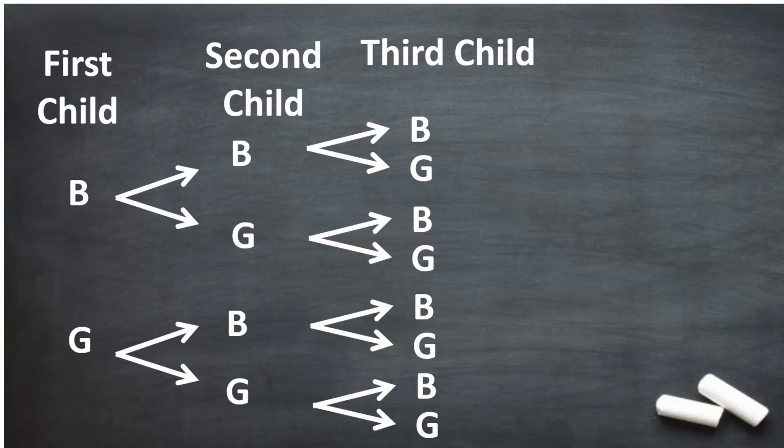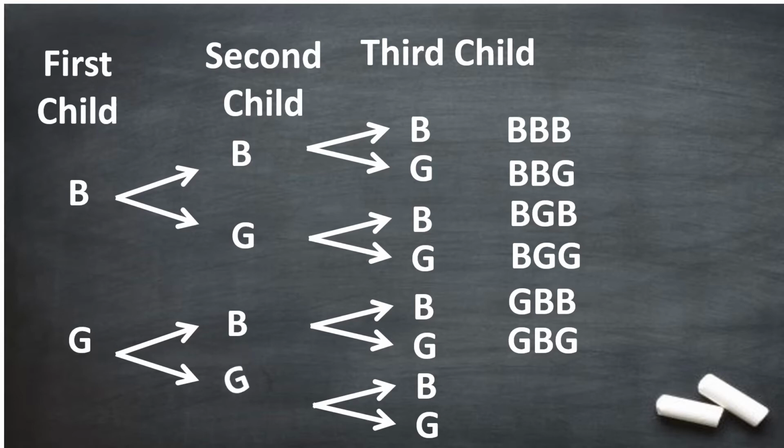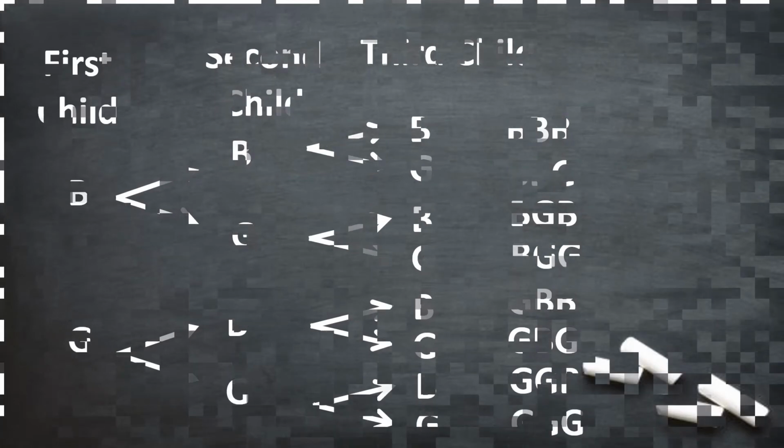So the first one is boy, boy, and boy. The second possible combination is boy, boy, and girl. Third, boy, girl, and boy. Fourth, boy, girl, and girl. Fifth, girl, boy, and boy. Sixth, girl, boy, and girl. Seventh, girl, girl, and boy. Lastly, girl, girl, and girl.